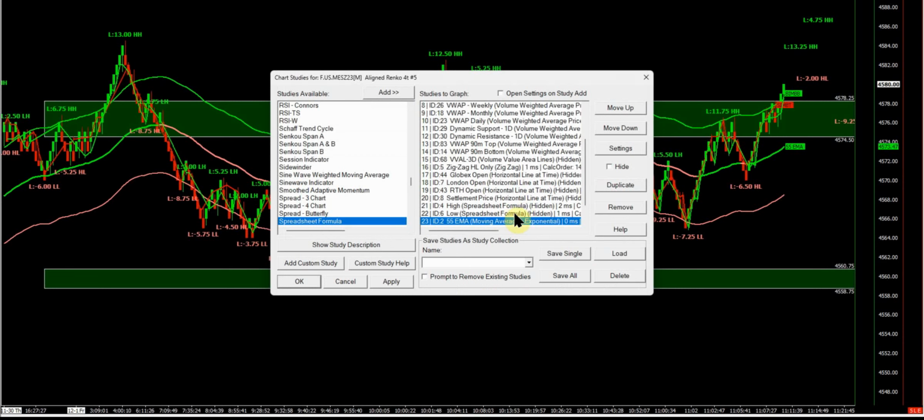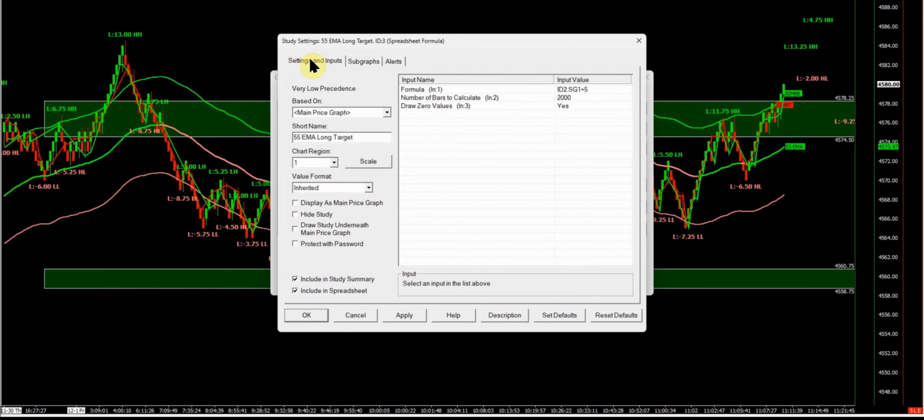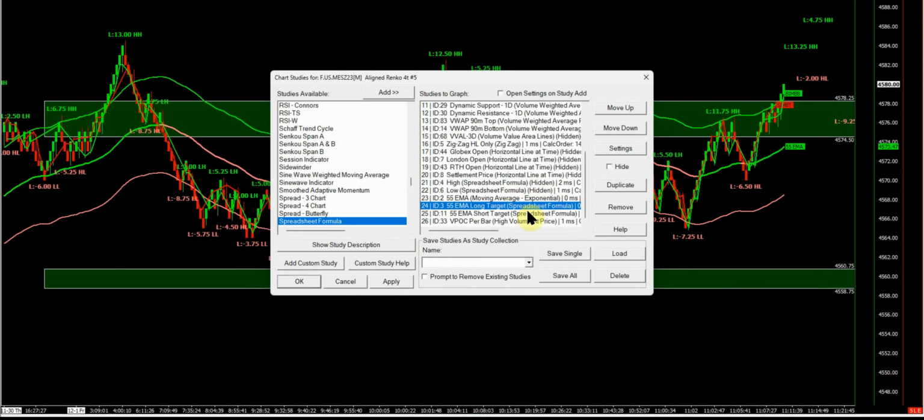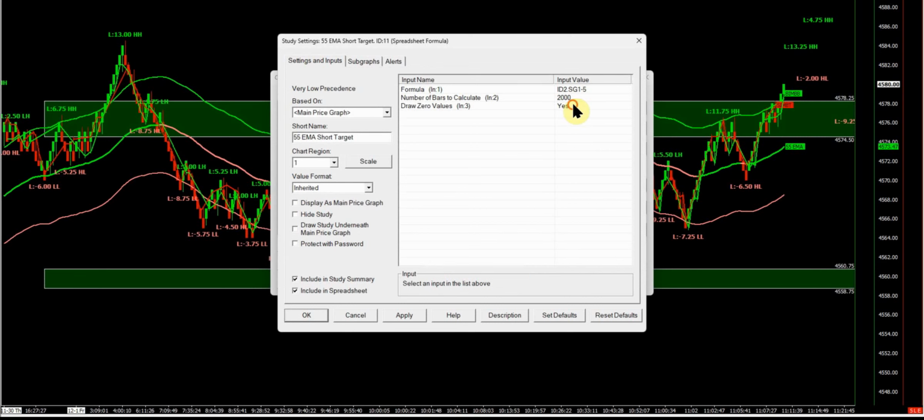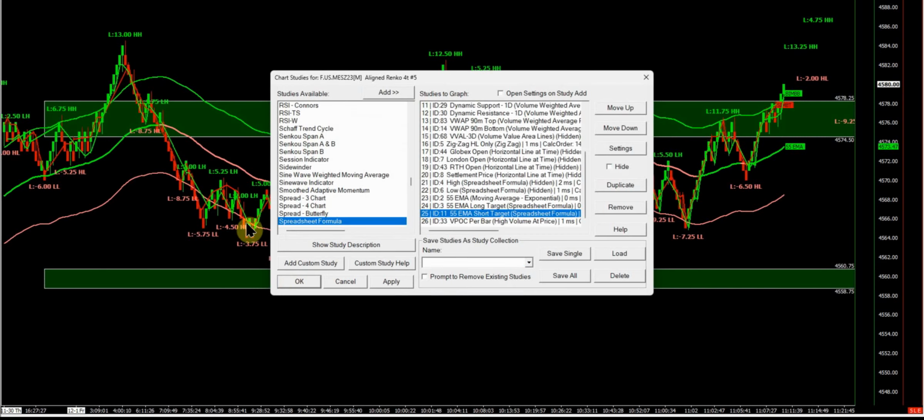This is how I do the extensions. I use a spreadsheet formula. This is ID2, right? The 55 EMA is ID2. I go into the spreadsheet formula and say ID2.SG1 plus 5, and I need to turn that to no so I don't have weird stuff going on. This one is minus 5. So I've got a limit here of plus and minus 5, and I can change that to anything I want.